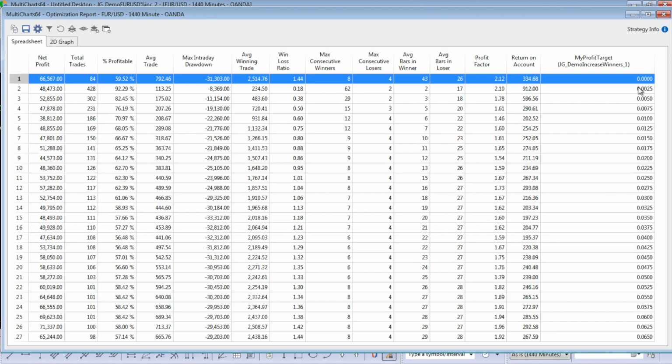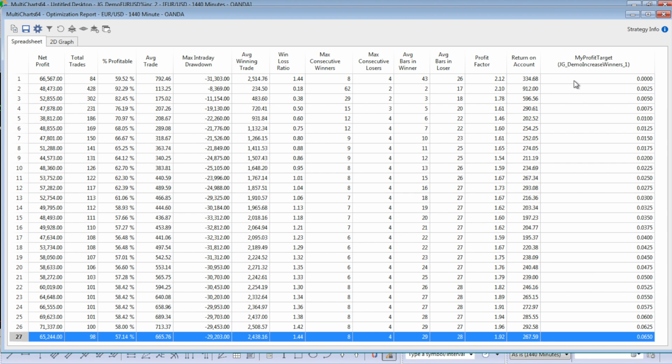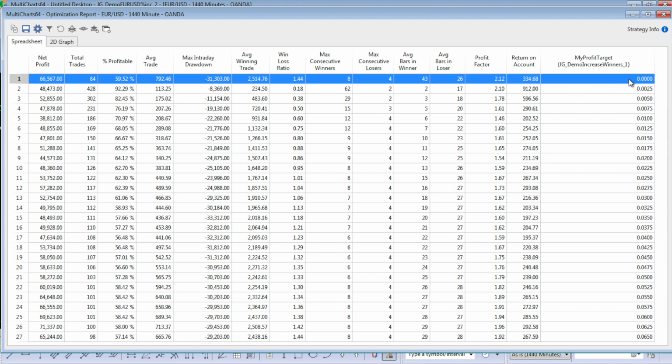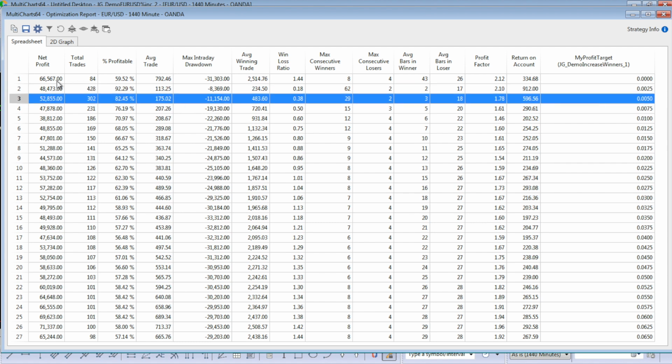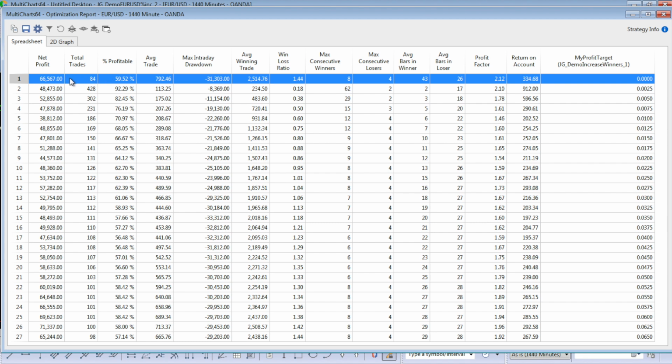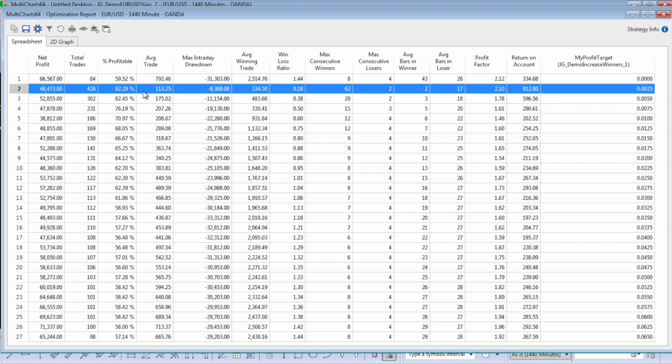I optimized from 0 through to 650 pips for the profit target. Now we can see from 0, and we're going to go in 25 pip increments. So 25 pip, 50 pip. Now this is our baseline. This is with no profit target, so we just stop and reverse, and we know we've got 66,500. Percent profitable, 59%. But look, we take some small profit targets. Look how the percent profitable jumps up.